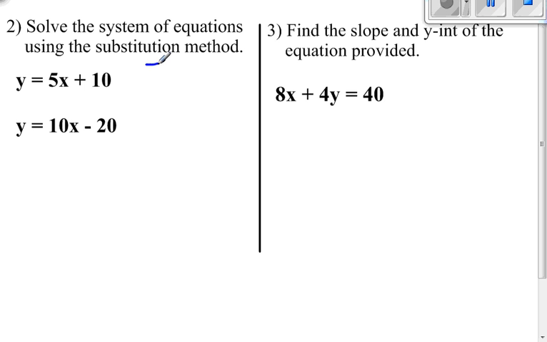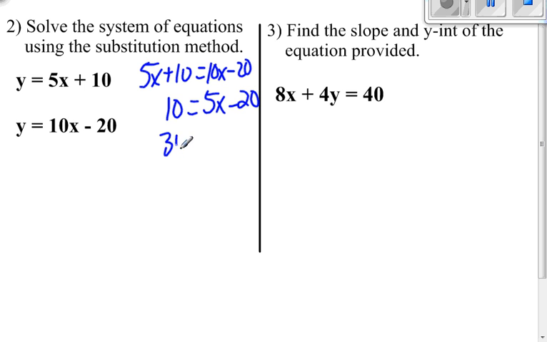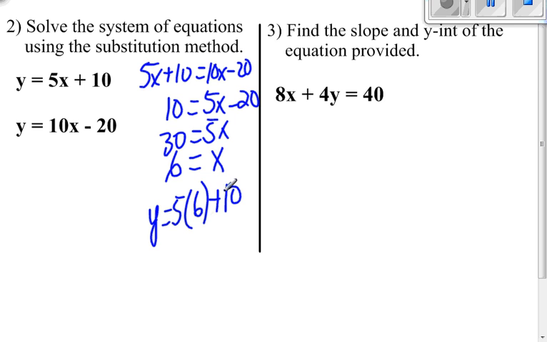So substitution, 5x plus 10 equals 10x minus 20, minus 5x from both sides. 10 equals 5x minus 20, plus 20 to both sides. 30 equals 5x. Divide both sides by 5. x equals 6. Then substitute back into one of the originals. y equals 5 times 6 plus 10. y equals 40. So our answer is 6, comma, 40.